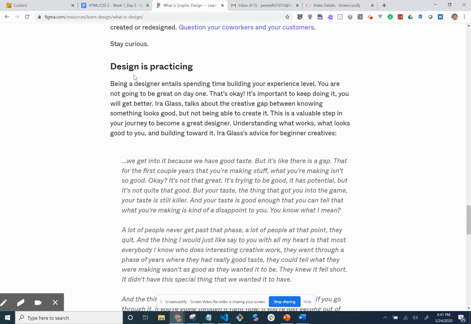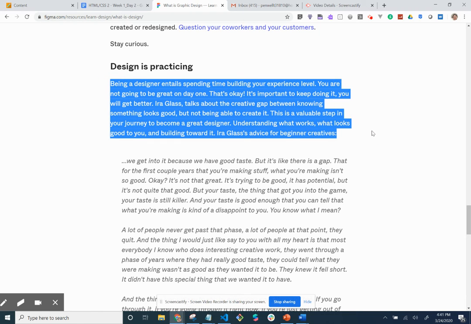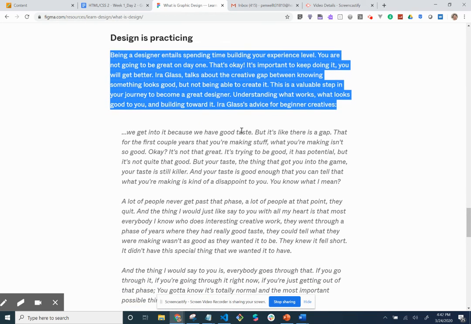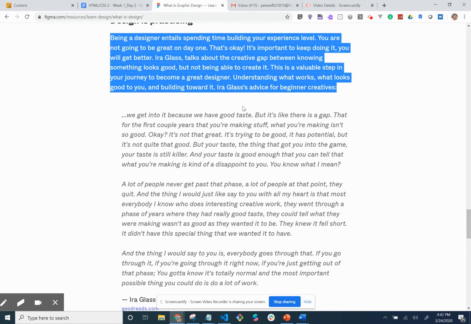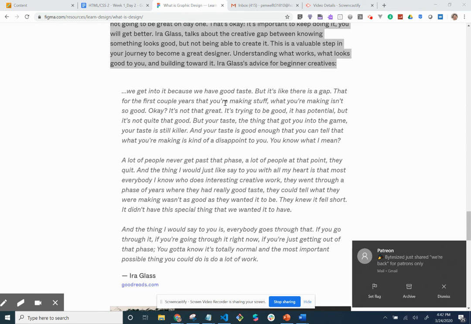Design is practicing. Being a designer entails spending time building your experience level. You're not going to be great on day one. That's okay. It's important to keep doing it. You will get better. Ira Glass talks about the creative gap between knowing something looks good but not being able to create it. And this is a valuable step in your journey to become a great designer. Understanding what works, what looks good to you, and building towards it. So he talks about Ira Glass for beginners.